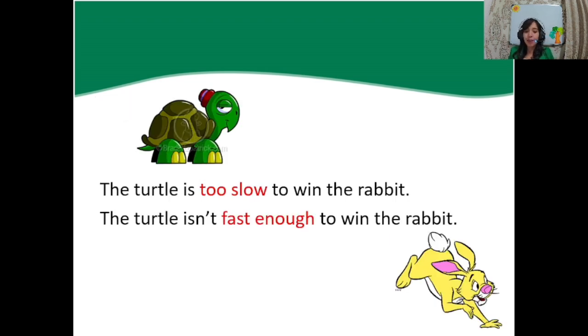Let's continue. The turtle is too slow to win against the rabbit. The turtle isn't fast enough to win against the rabbit.